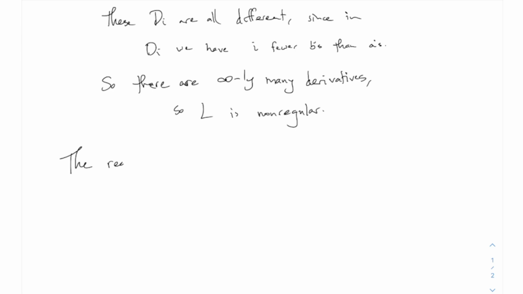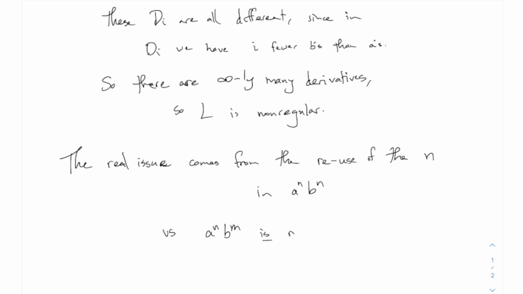The real issue comes from the reuse of the n, the same n, in a to the n, b to the n. Right? A to the n, b to the n is the classic example of the non-regular language. What makes it non-regular at some informal level is the fact that you use that same n both times, versus a to the n, b to the m, which is regular.